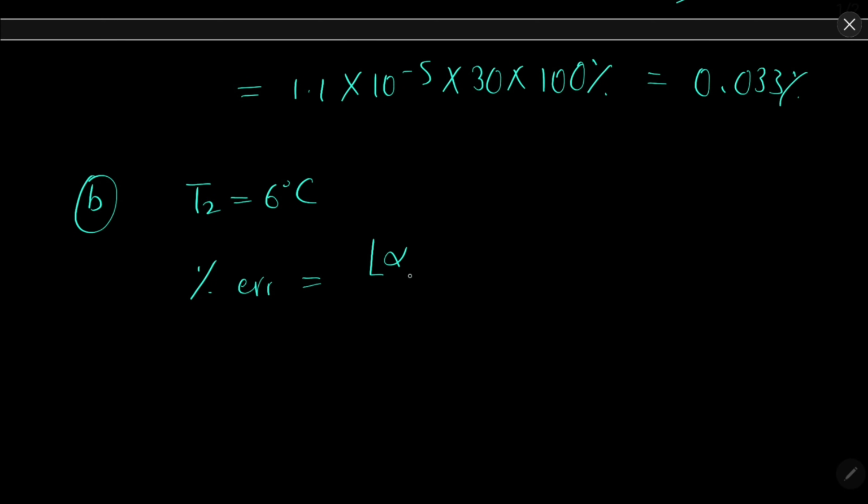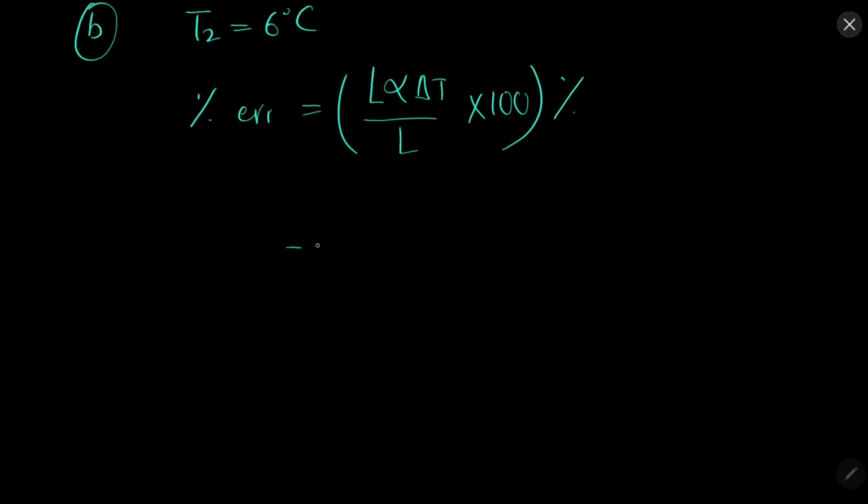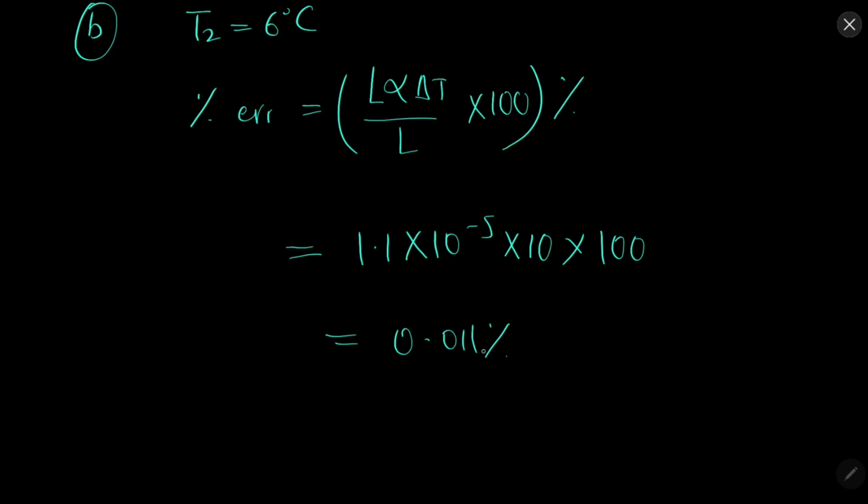In second scenario, T2 is 6 degrees Celsius. So it will be L alpha del T over L into 100%. 1.1 into 10 to the power minus 5 into 10 into 100, minus 0.011%.